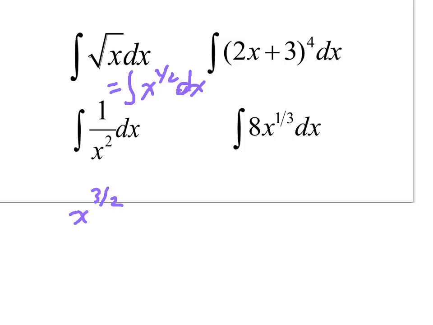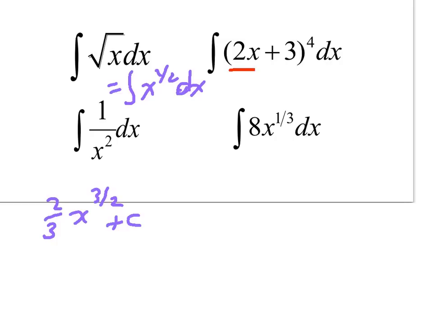that new exponent, except I don't like to divide by a fraction, and multiply by its reciprocal. So dividing by 3/2 is the same as multiplying by 2/3. And remember, plus c. So the antiderivative of the square root of x would be 2/3 x to the 3/2 plus c. Let's take a look at the next problem.